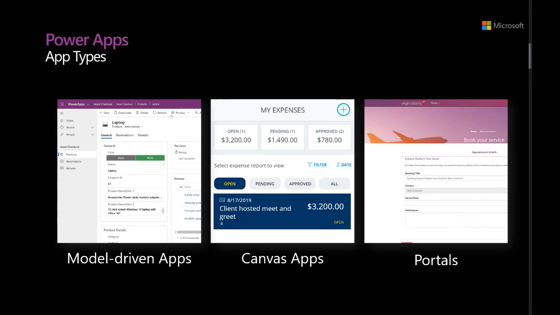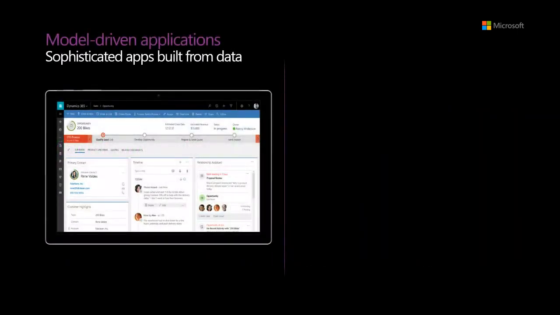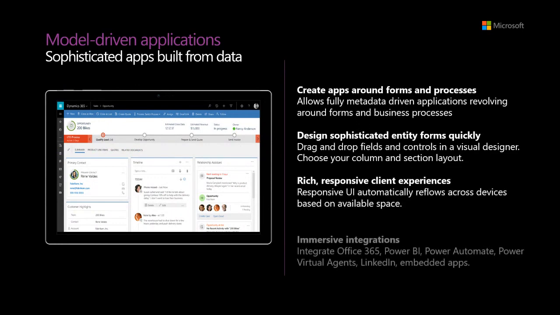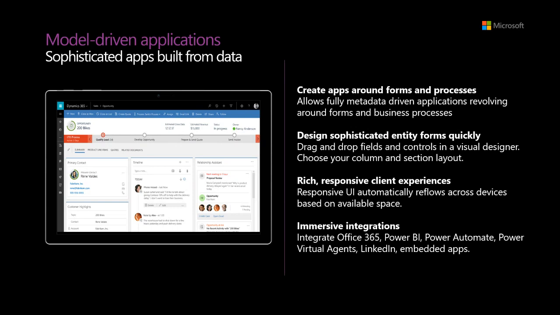Thank you, James. So if we go in and check out the different app types, we'll start with talking about model-driven applications. These really are sophisticated apps that are built directly from your data, which means that they're metadata driven and they revolve around forms and business processes that are added to the app. We do a lot of the UI out of box, and so it's really built on the data that you have in the system. And it allows you to design a polished entity form really quickly.